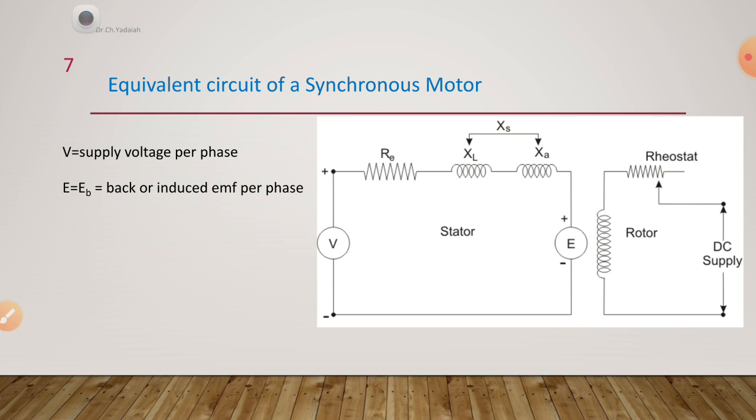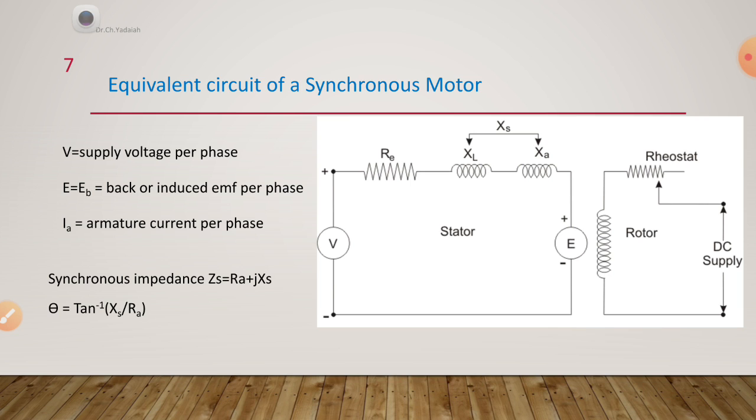Now, EB is the back EMF induced in the armature per phase, and IA is the armature current per phase, whether it is connected in star or delta. The synchronous impedance ZS is equal to RA plus jXS. Theta is equal to tan inverse of XS by RA, that is the internal angle or impedance angle. Now, the impedance drop per phase is ER, which is equal to armature current times synchronous impedance.